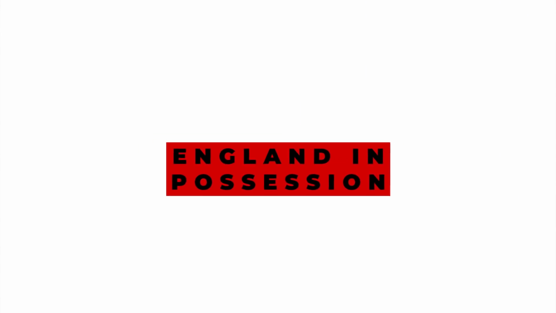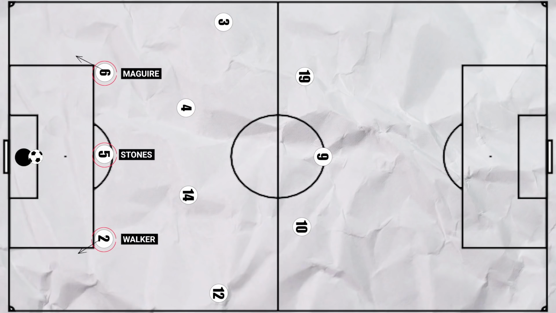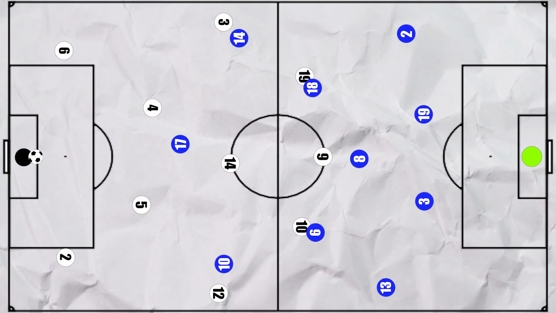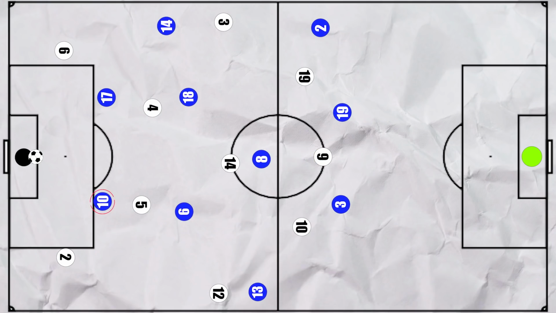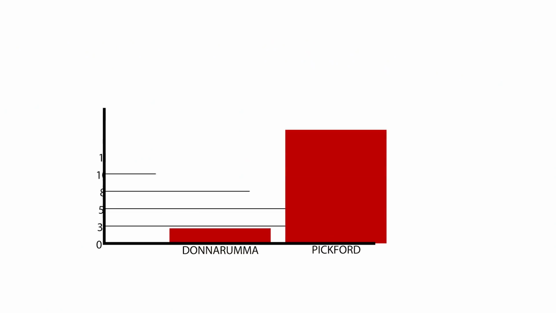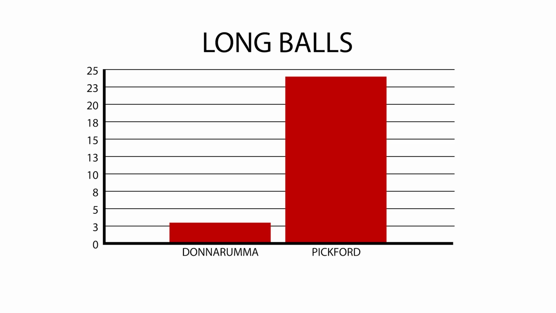England didn't have much of the ball, but what did they do when they did have it? From goal kicks, Maguire and Walker provided deep options, with Stones stepping into midfield to be a second pivot, with either Phillips or Rice pushing higher. In these scenarios, Italy would press high, with Insigne coming narrow and Chiesa remaining deeper. And Pickford didn't take any risks going short, instead looking to find Kane at every chance.